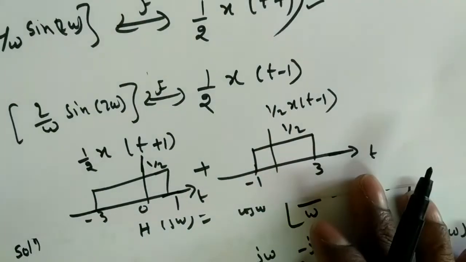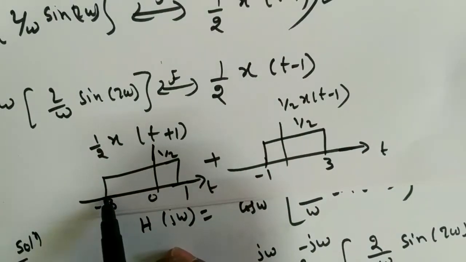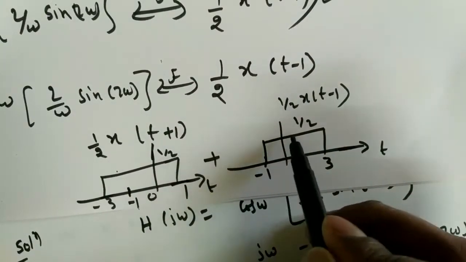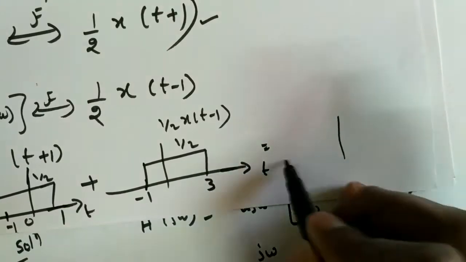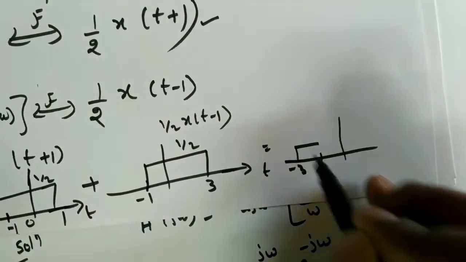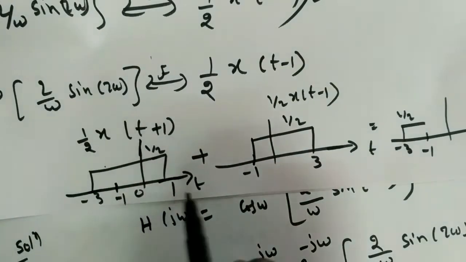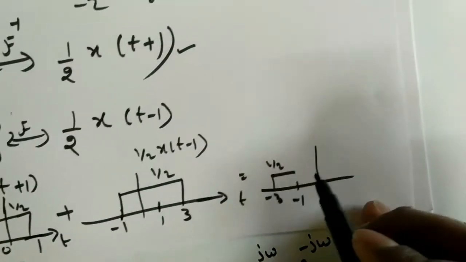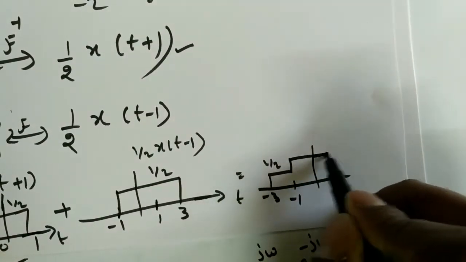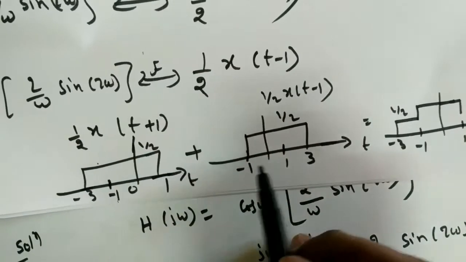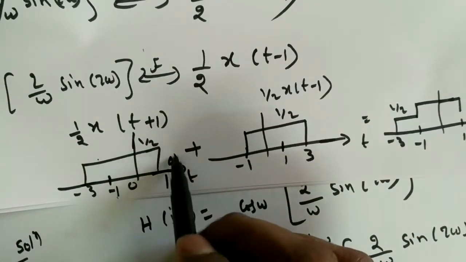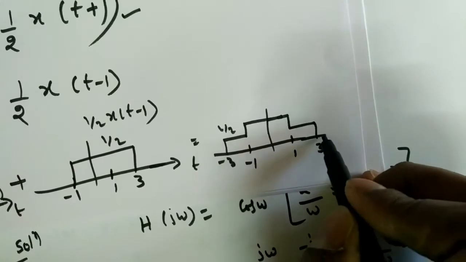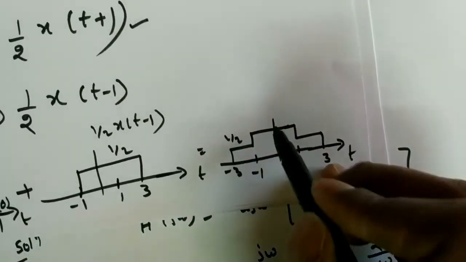If I add these two, what we will get? See, from minus 3 to minus 1, this is 1 by 2 only. But after minus 1, it is adding 1 by 2. So the resultant from minus 3 to minus 1 will be 1 by 2. But from minus 1 to 1, here also minus 1 to 1 is 1 by 2. So 1 by 2 plus 1 by 2, we will get 1. So minus 1 to 1, we will get 1. Then after 1, here we are getting 0, and here we are getting 1 by 2. So again it will be 1 by 2 from 1 to 3. So this is the final answer.